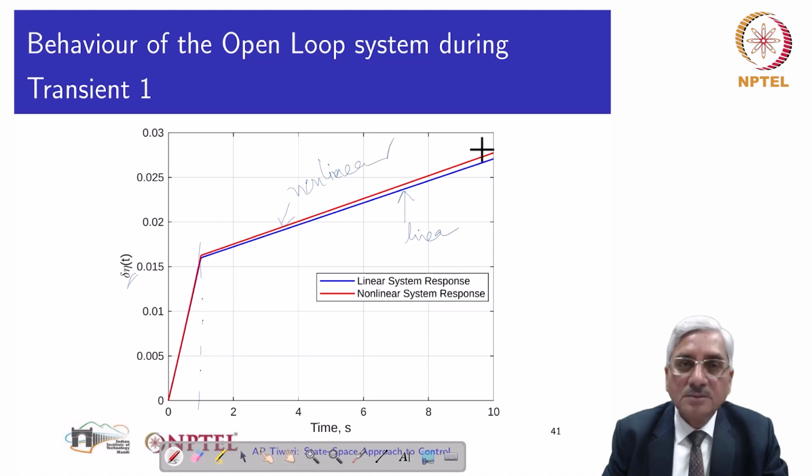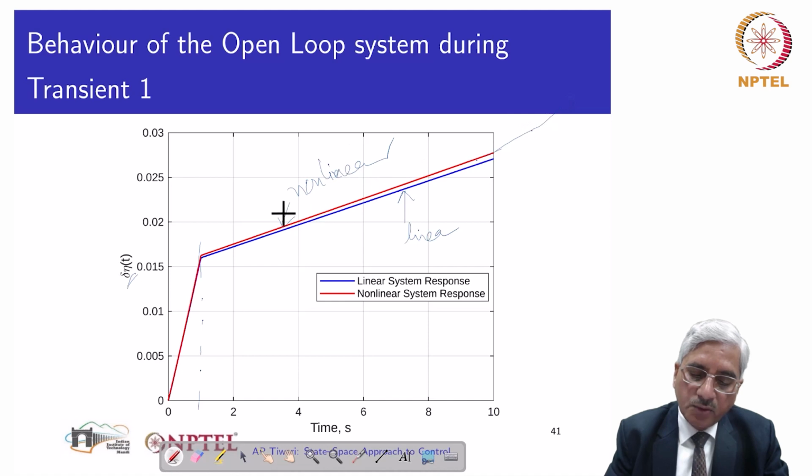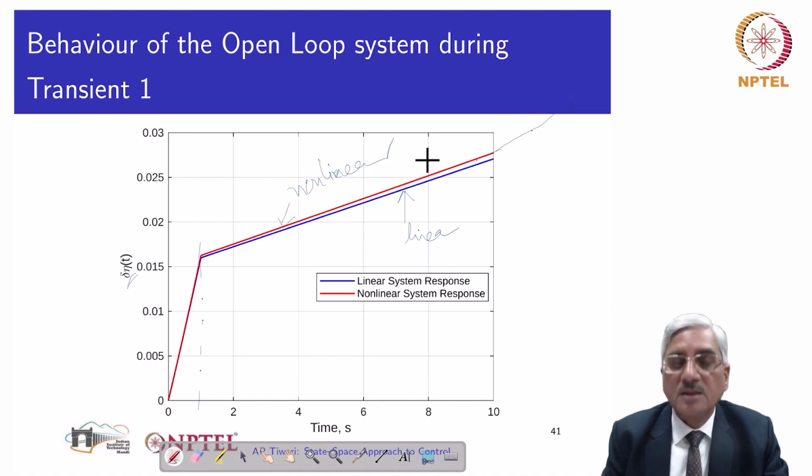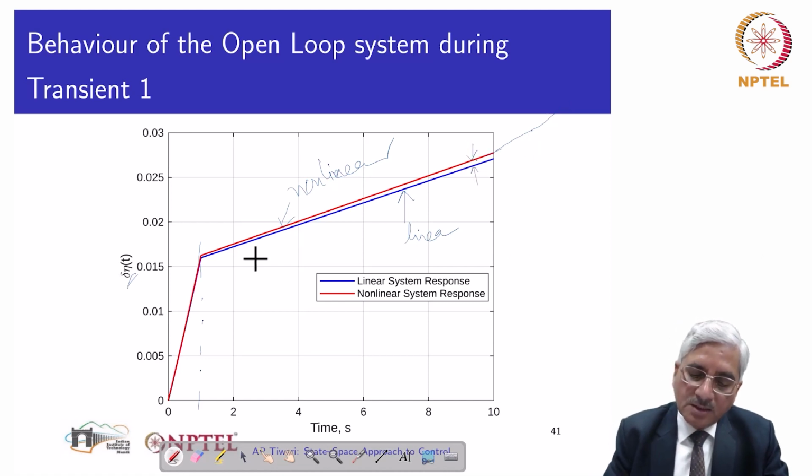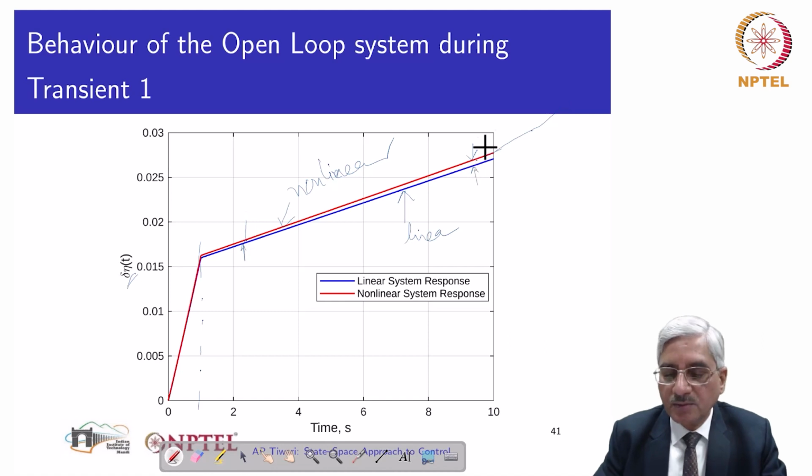If the detailed plot is made for a longer time, this nonlinear graph will show an exponential rise. However, the linear one will just rise with time, proportional to time. So this gap will increase as time goes. You can see the gap is smaller in this portion and it is large in this portion. After a long time, this is the nonlinear and this way it will be linear.